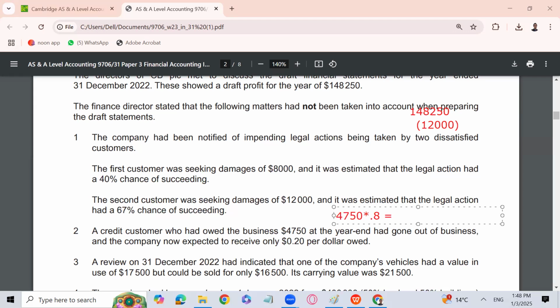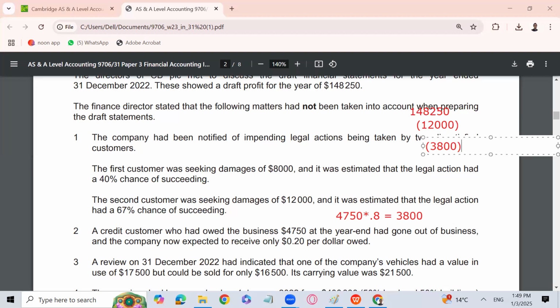We will adjust our profit accordingly because this is an adjusting event, because evidence of the condition exists at the balance sheet date. It was always there that he was going to go out of business. At the end of the year, he was not planning to continue, and only 0.2 has been received. So 0.8 will be treated as bad debts, which is 3,800. And again, it needs to be subtracted from the draft profit for the year, 3,800.